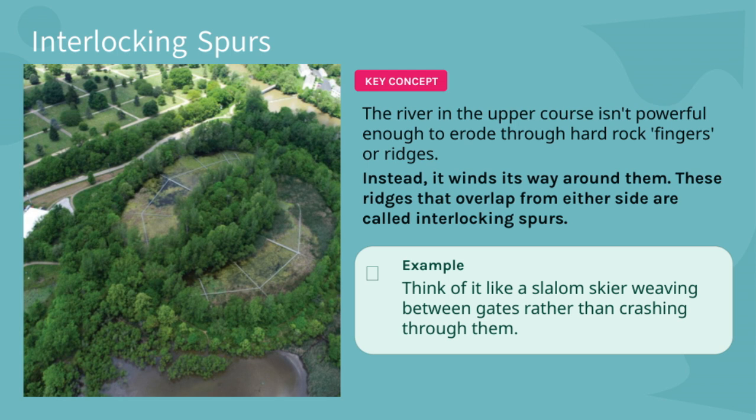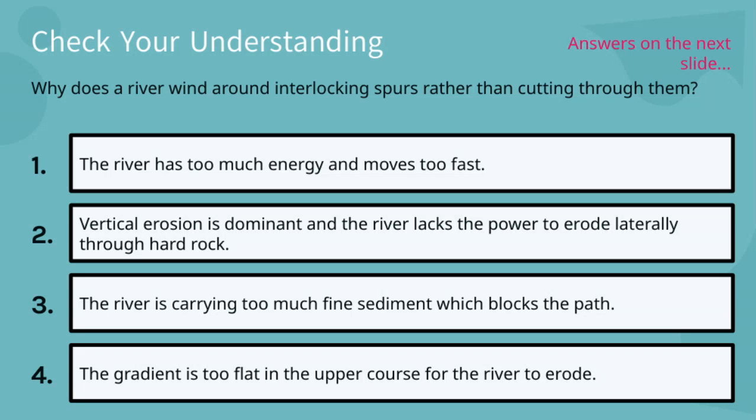Let's check your understanding. The question is, why does a river wind around interlocking spurs rather than cutting through them? Is it 1. The river has too much energy and moves too fast? 2. Vertical erosion is dominant, and the river lacks the power to erode laterally through hard rock? 3. The river is carrying too much fine sediment which blocks the path? 4. The gradient is too flat in the upper course for the river to erode?